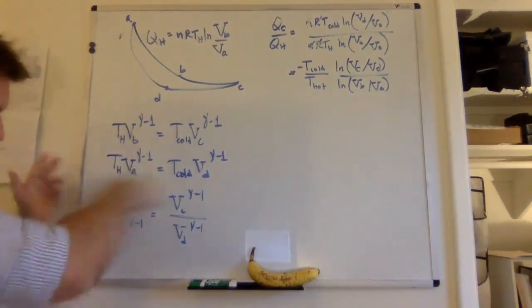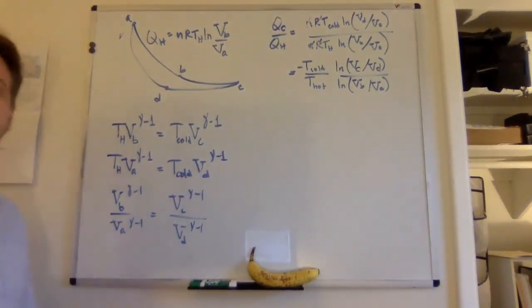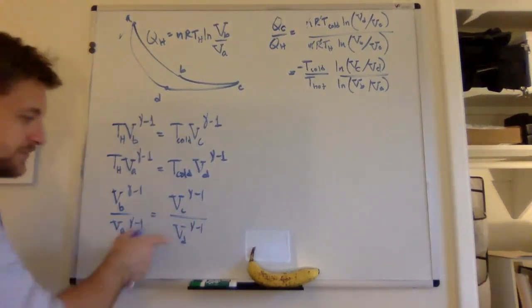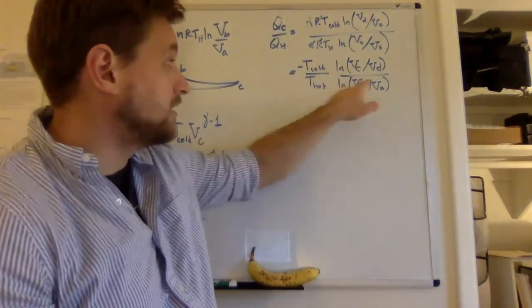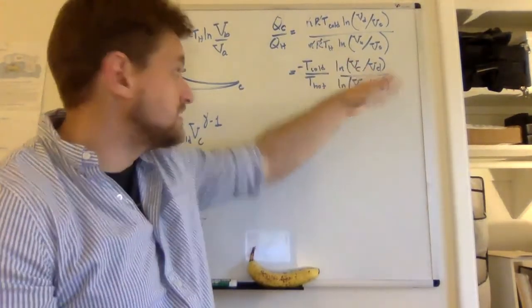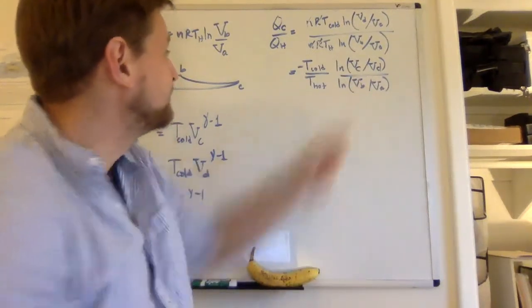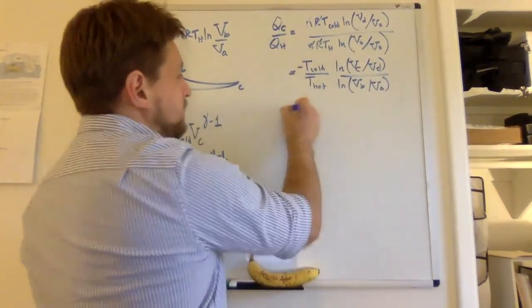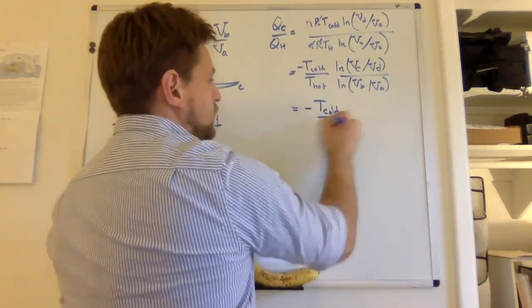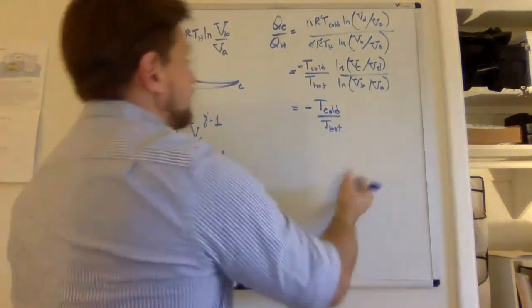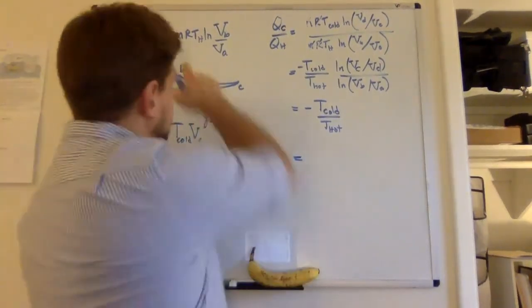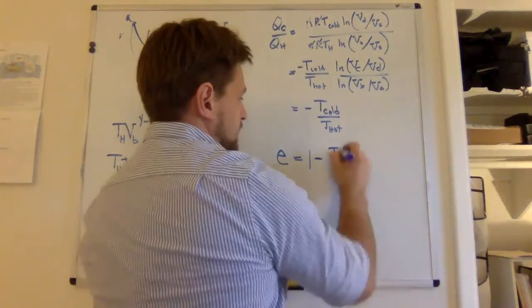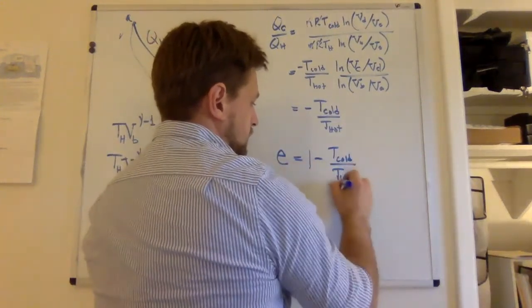Well, we could take the gamma minus 1th root of this equation. We end up saying that the ratio from B to A is the same as the ratio from C to D, which means the natural log of that ratio divided by the natural log of a ratio that is equal to that ratio. This is just 1, which is pretty cool. This ends up reducing to negative T cold over T hot, which is really nice, and it lets us write the efficiency equation for a Carnot engine, this kind of process, as 1 minus T cold over T hot.